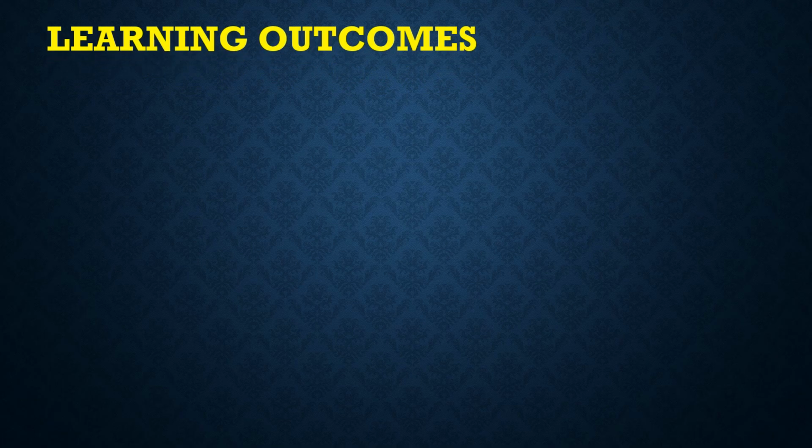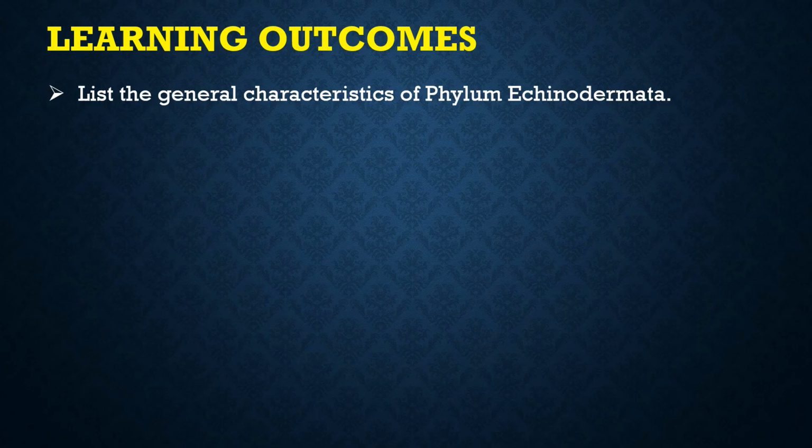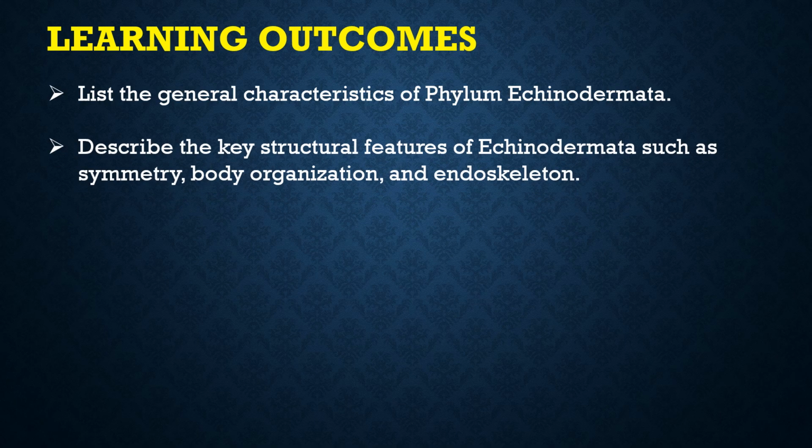The learning outcomes are: by the end of this topic, you will be able to list the general characteristics of phylum Echinodermata. You can describe the key structural features of Echinodermata such as symmetry, body organization, and endoskeleton.